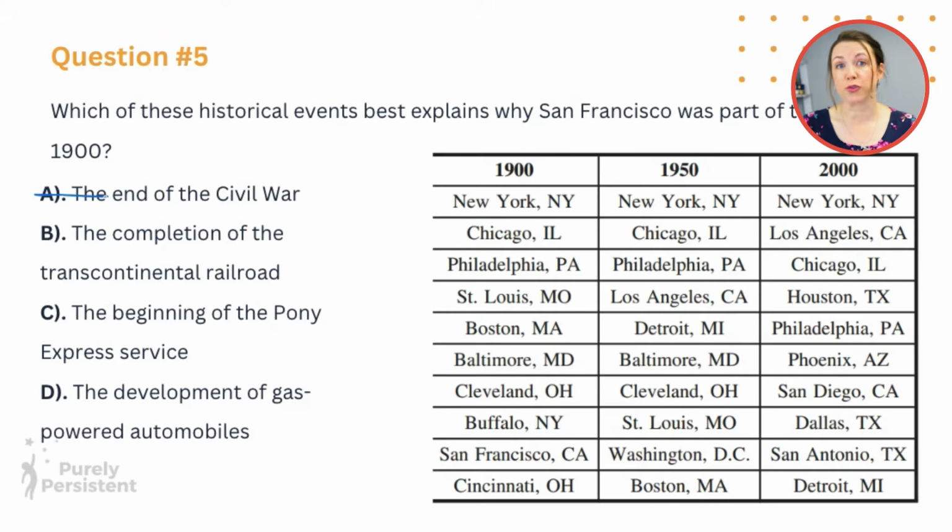Okay, the completion of the Transcontinental Railroad. So that's the railroad going from one end of the country all the way across to the other end in San Francisco. Yes, right? That was a huge event in U.S. history that really made San Francisco grow. But let's look at C and D. The beginning of the Pony Express service. Okay, so the Pony Express service is where horses would go from, I think, St. Louis maybe? St. Louis all the way to San Francisco. And horses would run really fast. Maybe for 30 miles or so, there would be a rider on a horse. They would have mail, and the horse would run like the wind, right?